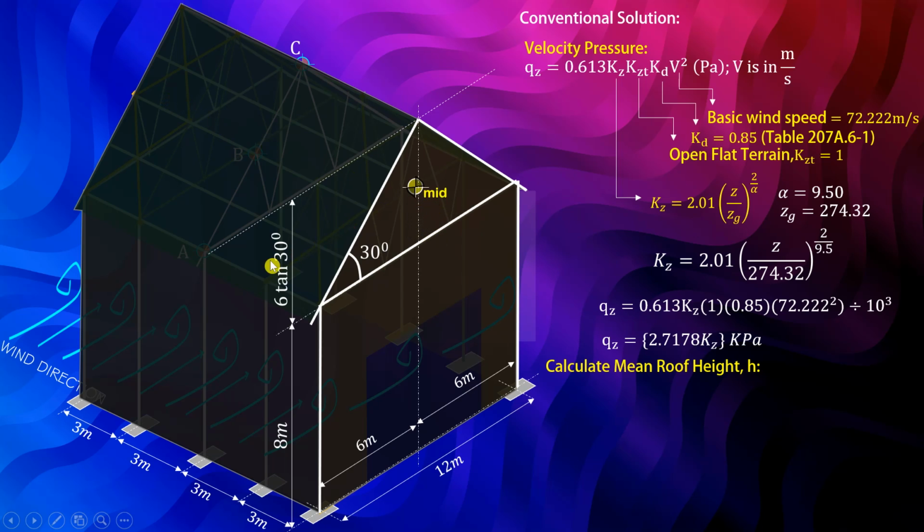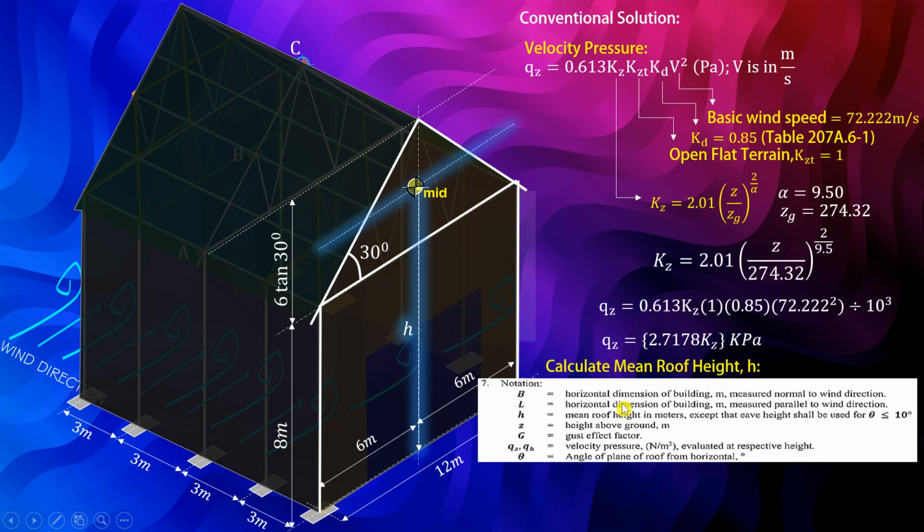So, dito yung mid niya, na bali kalahati nitong 6 tangent 30. So, 6 tangent 30 degrees divided by 2. So, dito yan. So, yan yung concern natin. We just need to compute for the value of the mean roof height, yung H. So, again, it is defined ito sa notation ng NSCP 2015. So, ito yung H, yung mean roof height in meters, except that the eve height shall be used for theta less than or equal to 10 degrees.